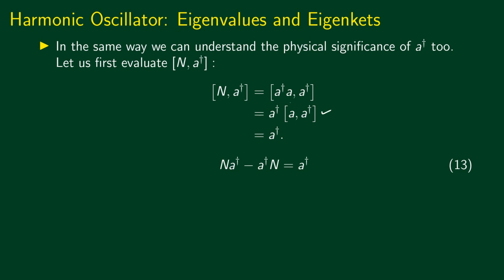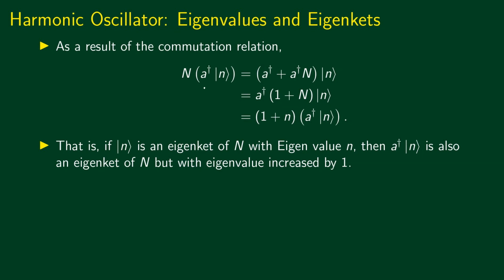Here I have written only the non-zero commutator, the commutator of A with A dagger, which is equal to 1. So we find that the commutator of n with A dagger is equal to A dagger, or n A dagger minus A dagger n is equal to A dagger. All right, we can write this as n A dagger is equal to A dagger plus A dagger n. As before, let's examine the effect of A dagger on the base ket n.